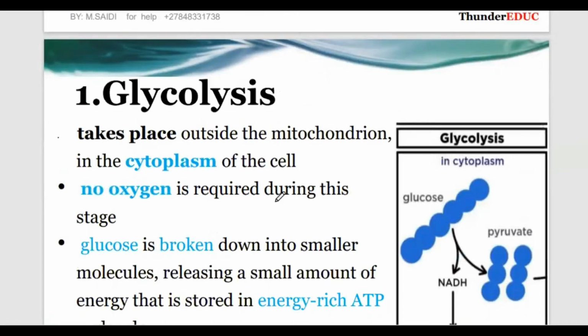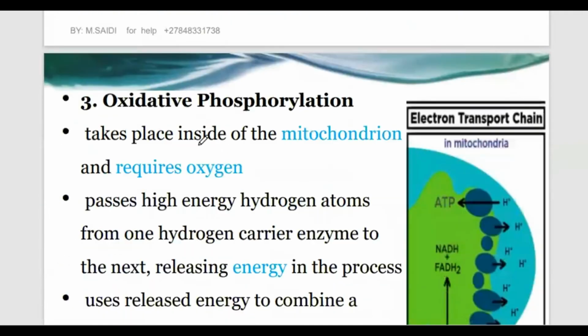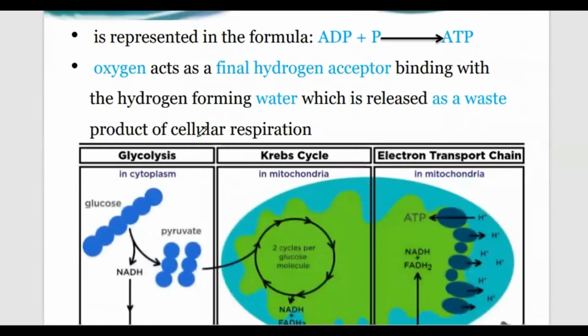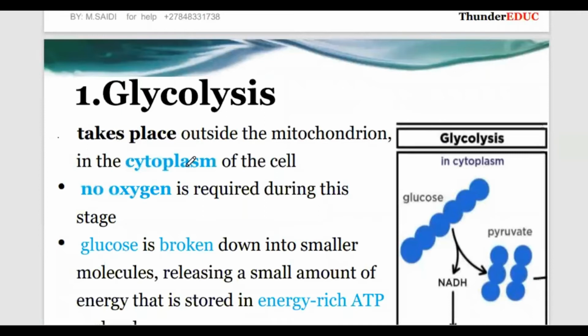So I'm going to stop here, and in the next class we're going to be talking about these processes, glycolysis. I'm going to explain them in detail. Krebs cycle, I'll explain it in detail so that you understand. I know that this is a challenge to many students, but by the time I finish this, you'll be able to understand it better and you won't have any difficulty.